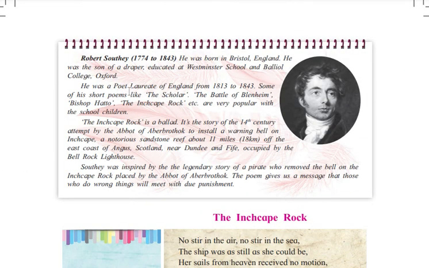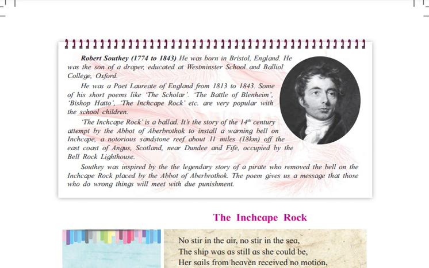He was the poet laureate of England from 1813 to 1843, which means he was a very famous poet. Some of his short poems, like The Scholar, The Battle of Blenheim, and Bishop Hatto, are very popular with school children. The Inchcape Rock is also very famous with school children.